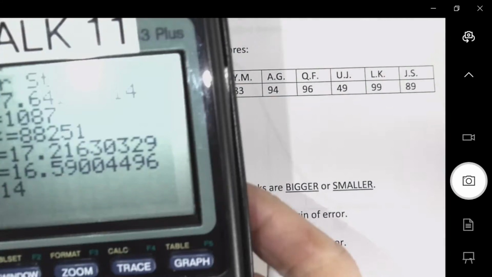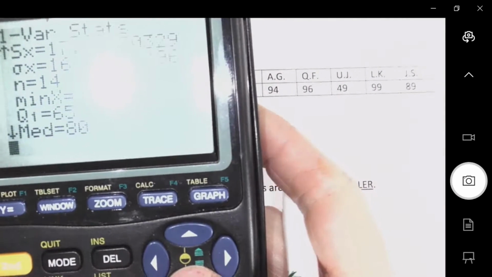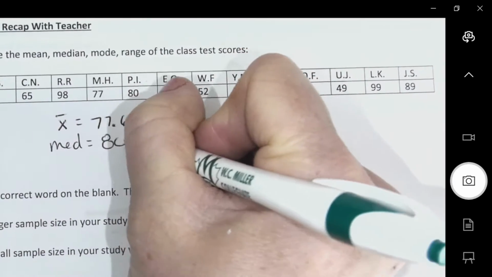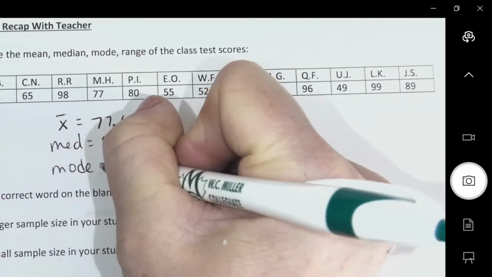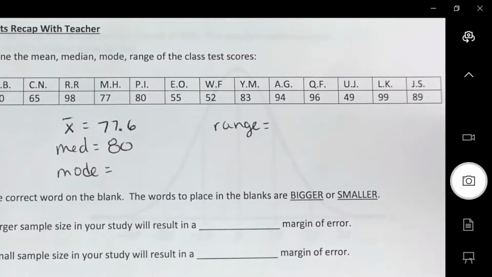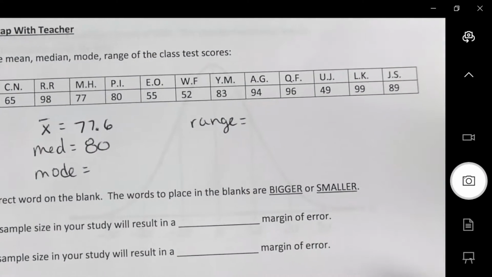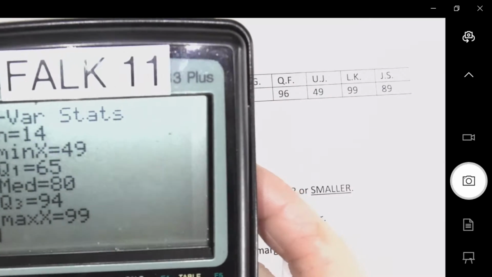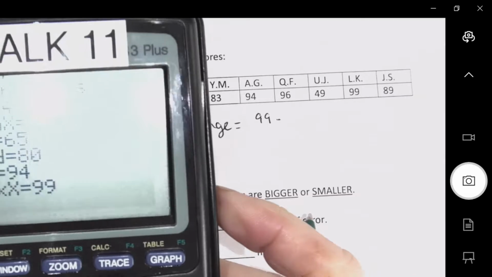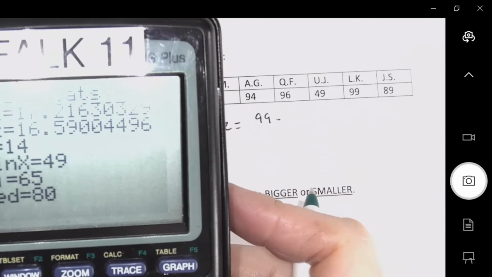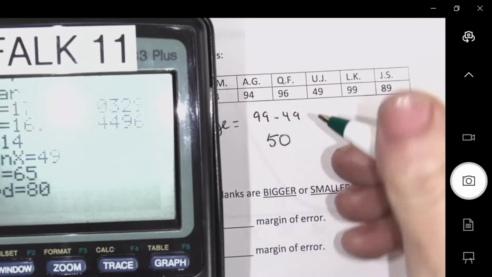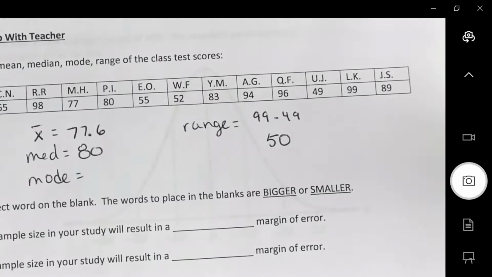The median, the one that would be in the middle, is an 80. Mode, let's skip it for a second here and then we'll do range first. So range is the highest, 99, subtract the lowest, 49. So that would be a range of 50.